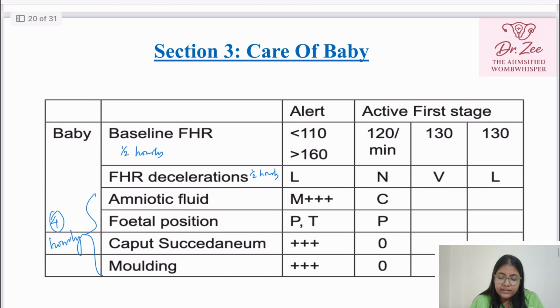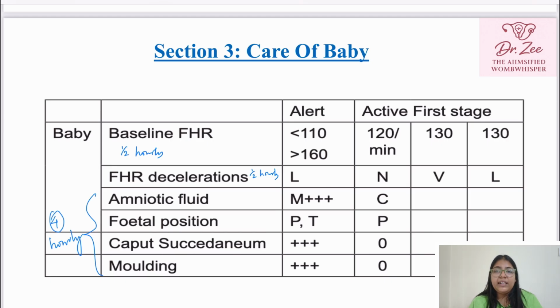Now section 3 is care of the baby. So what things are there in care of the baby? It is baseline fetal heart rate, decelerations, amniotic fluid, fetal position, caput succedaneum, molding. So the alerting thing is when the fetal heart rate is below 110 or more than 160 beats per minute.